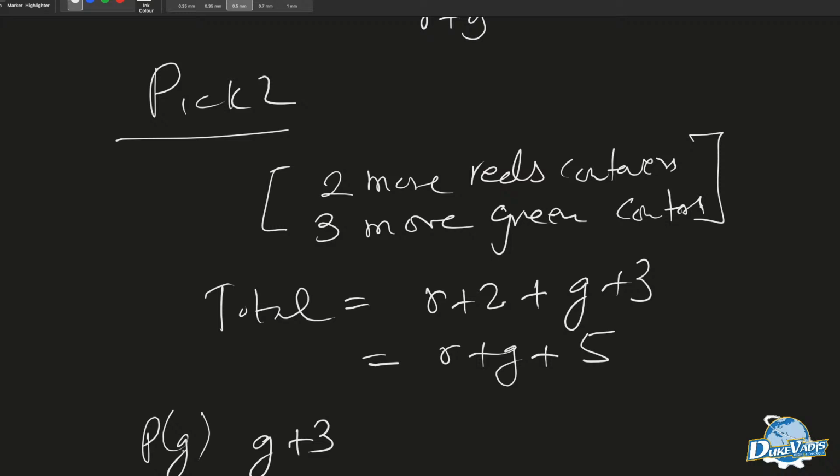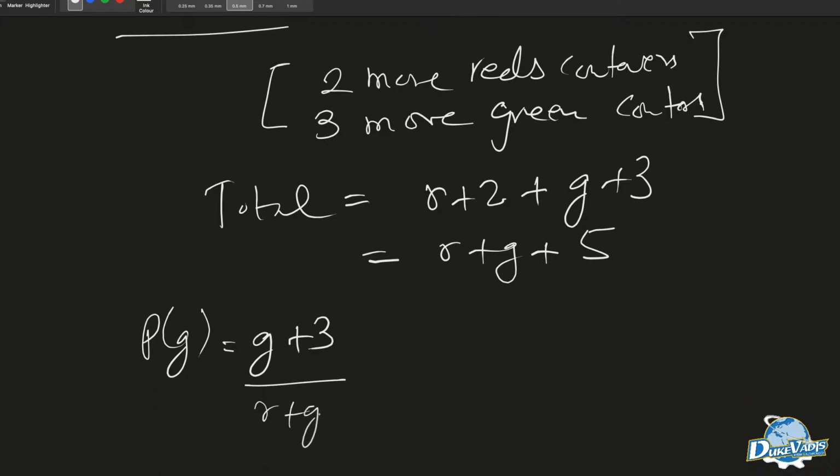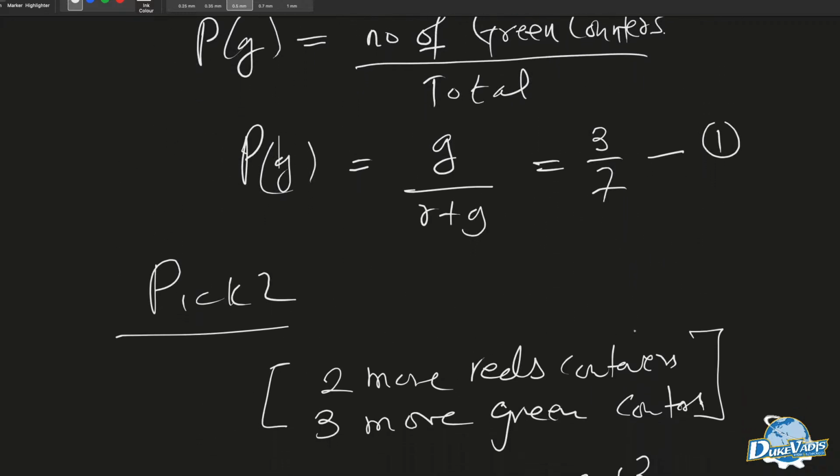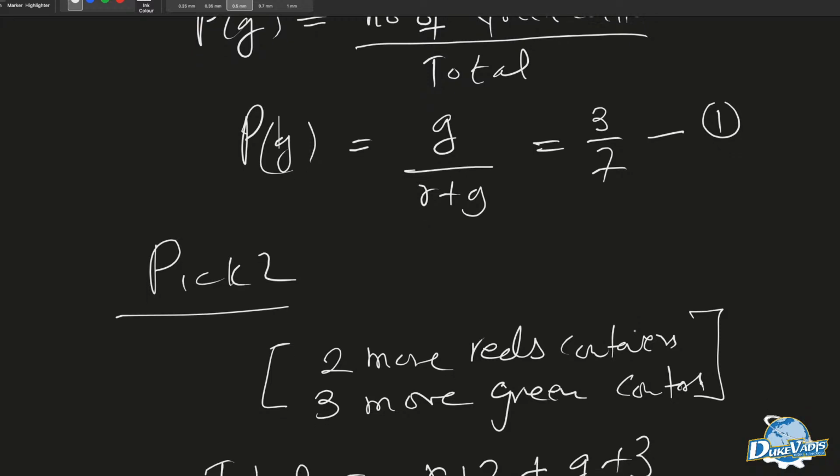Okay, look at it very carefully here. The total selected will be R plus G plus 5 equals 6/13. Now let's call this one equation 2. So what we have to do after creating these is to solve them simultaneously.